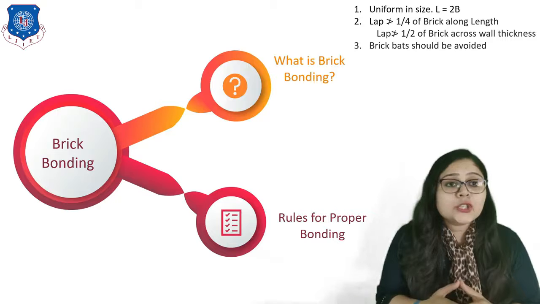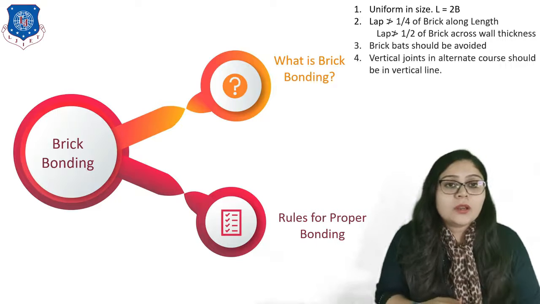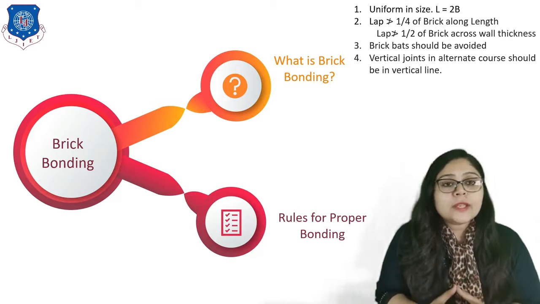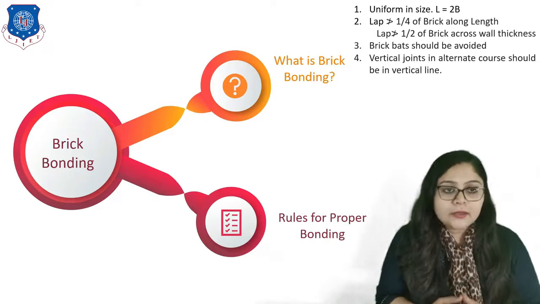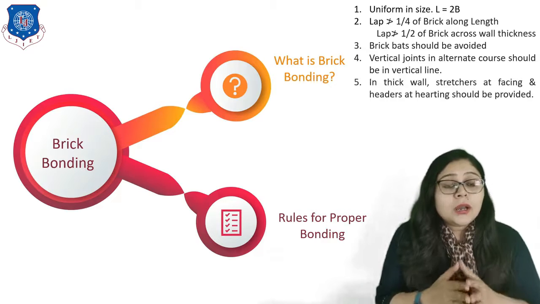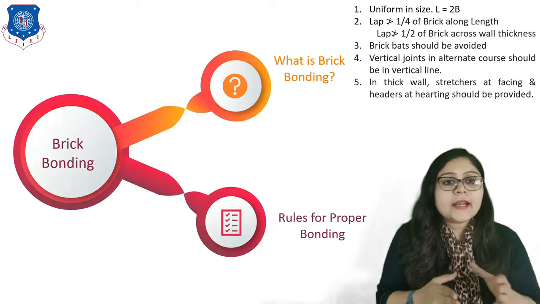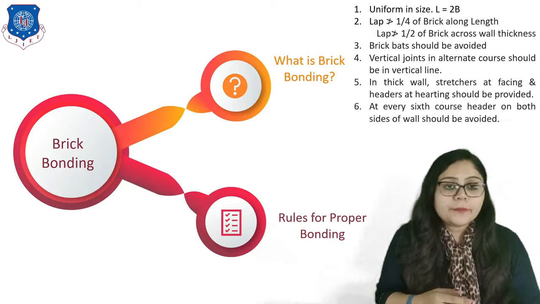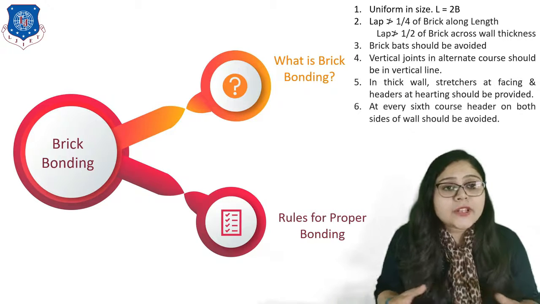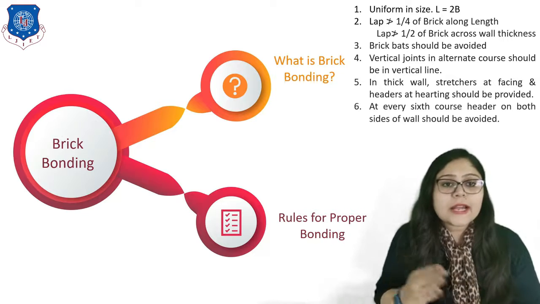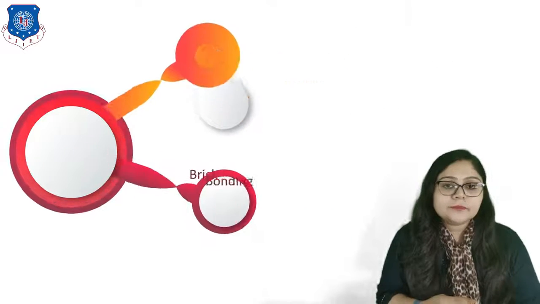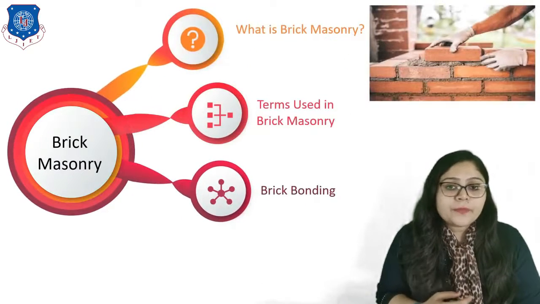Next is, brick beds should be avoided. Now you all know what is brick beds. Now fourth one is, vertical joints in alternate course should be in vertical line. Fifth, in thick walls, stretchers at facing and headers at hearting should be provided. And at every 6 course, header on both sides of wall should be avoided. This is all about rules.